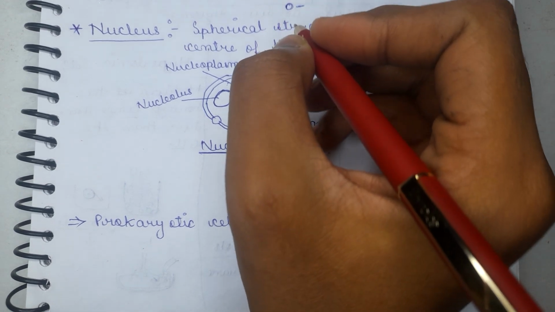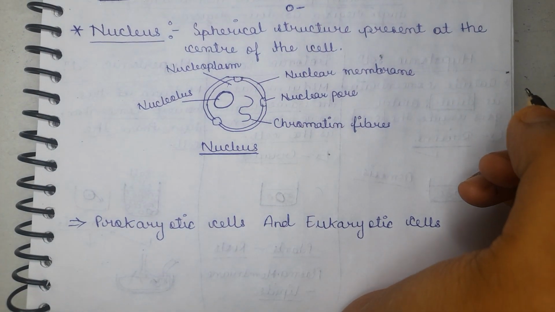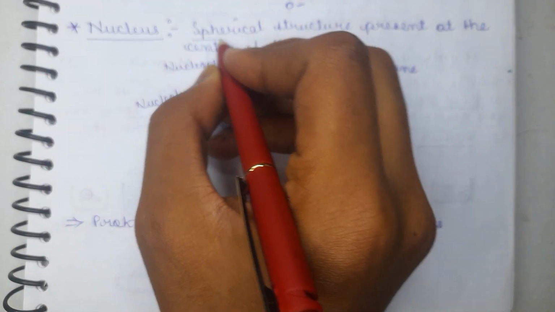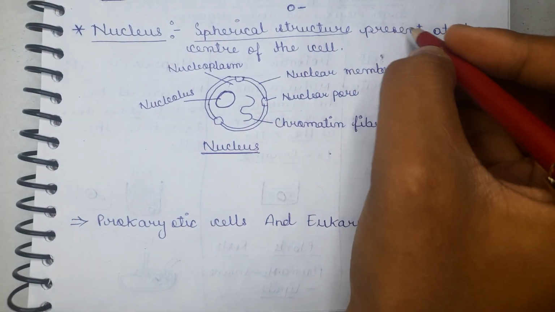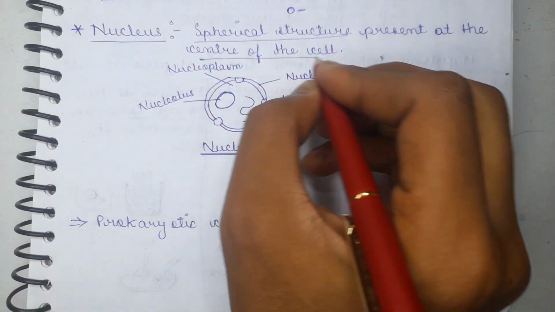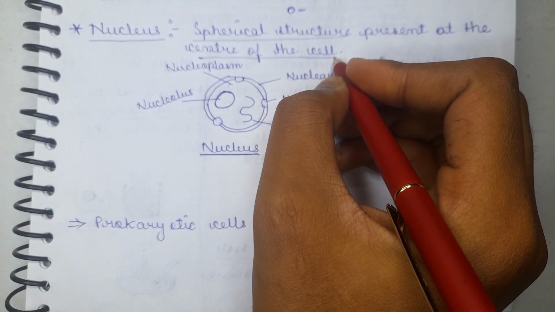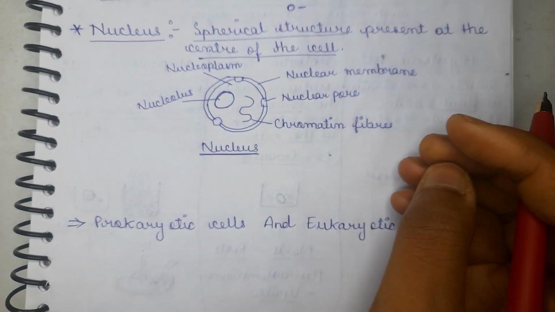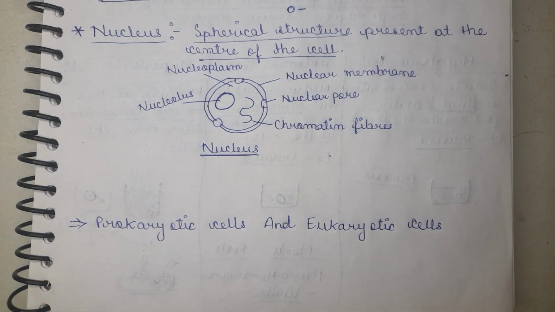Like that only, in the human cell or the plant cell also there is a nucleus present in the center of the cell, in a spherical structure like a circle. First of all, we will talk about the parts of the nucleus. The nucleus consists of too many parts, but we have to remember only 2-3 things.